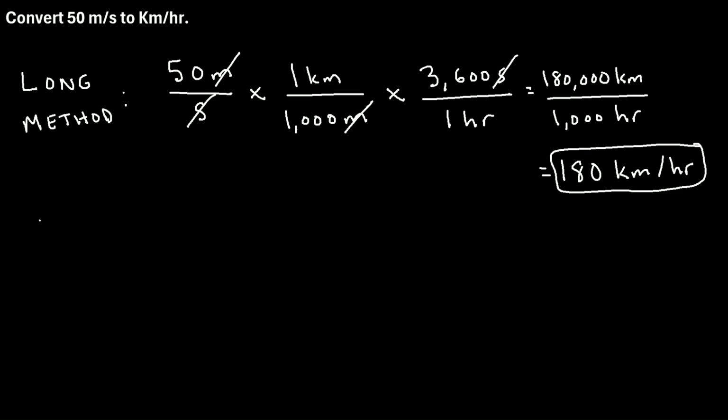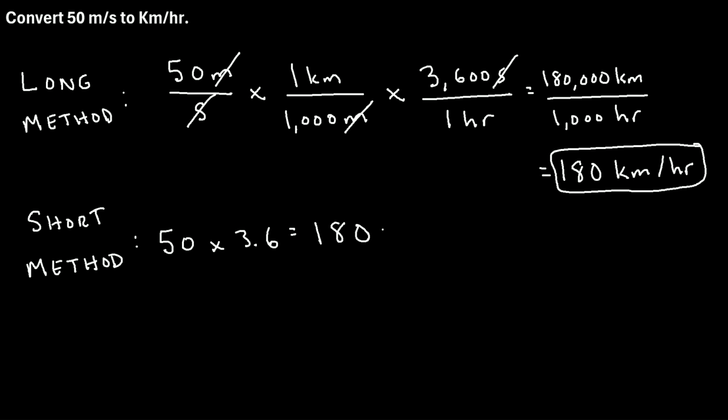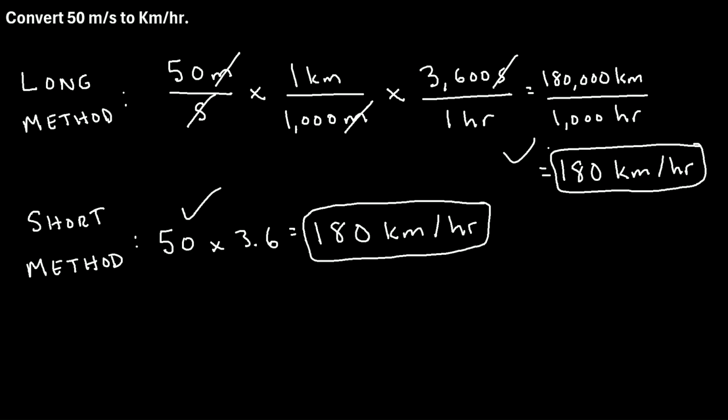But there's also a shortcut method that you can use. The shortcut method is just take the meters per second and multiply it by 3.6. So we'll do 50 times 3.6. When we do that, here's what we get. 50 times 3.6 turns out to be 180, and the units will be kilometers per hour. So notice that you get the same answer using the short method or the long method.